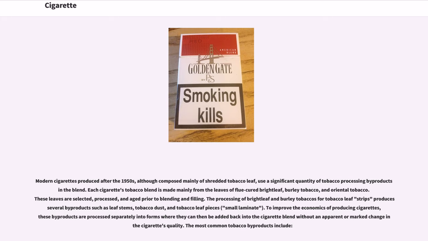The processing of bright leaf and burley tobaccos for tobacco leaf strips produces several byproducts such as leaf stems, tobacco dust, and tobacco leaf pieces. To improve the economics of producing cigarettes, these byproducts are processed separately into forms where they can then be added back into the cigarette blend without an apparent or marked change in cigarettes' quality. The most common tobacco byproducts include.